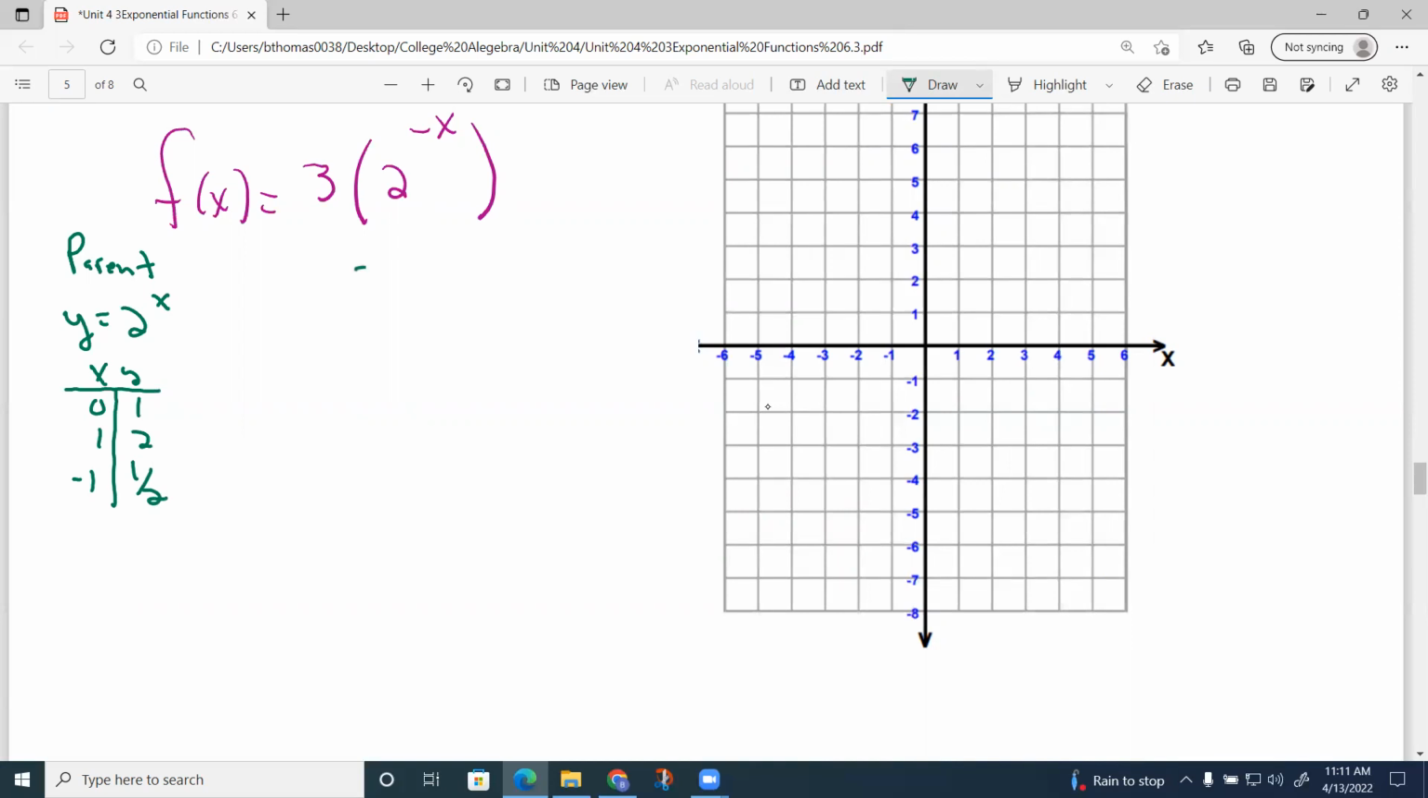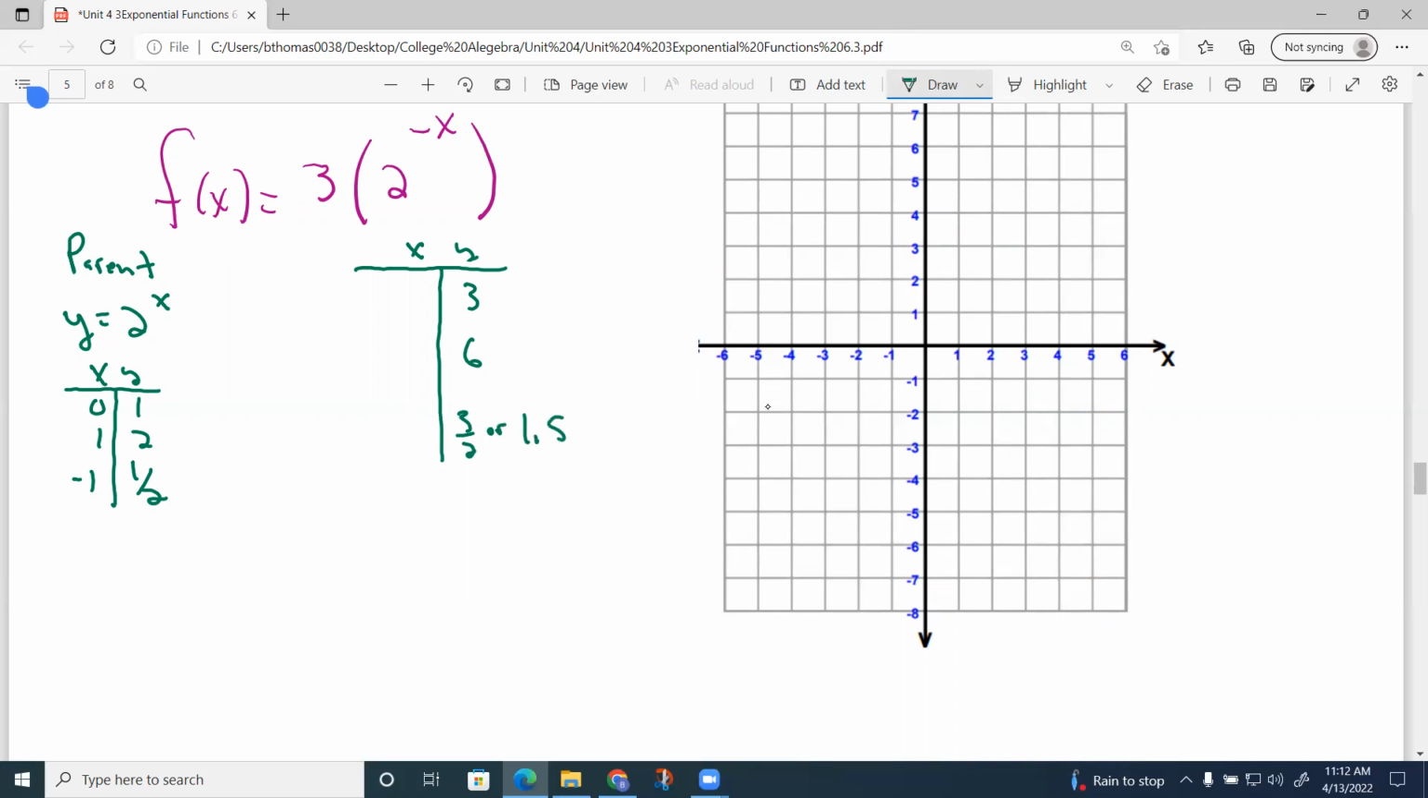When I graph my new function, including the transformations, the 3 is on the outside, so that's going to be a stretch of the y values since it's multiplied by the parent function. That's going to be a vertical stretch. So I just multiply the y values by that 3 to create my vertical stretch. 1 times 3 is 3, 2 times 3 is 6, 1/2 times 3 would be 3/2, or 1.5.